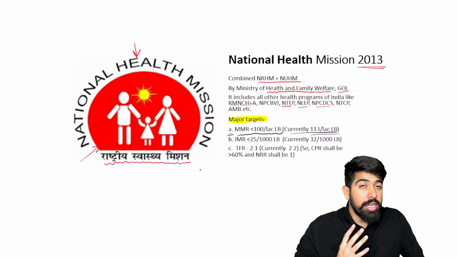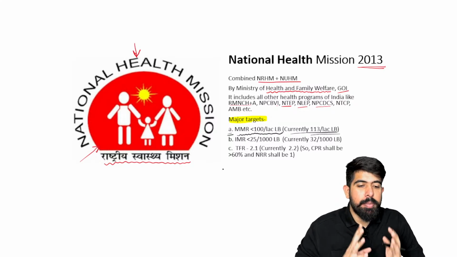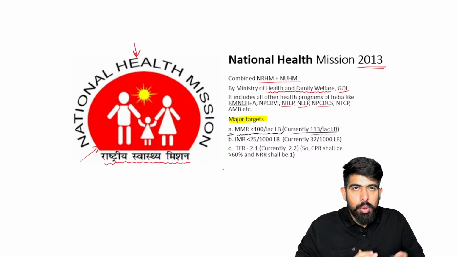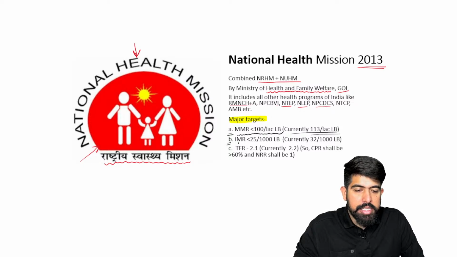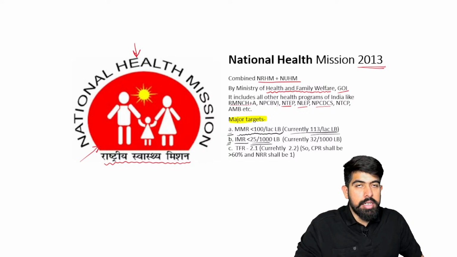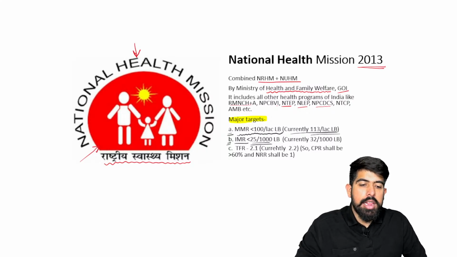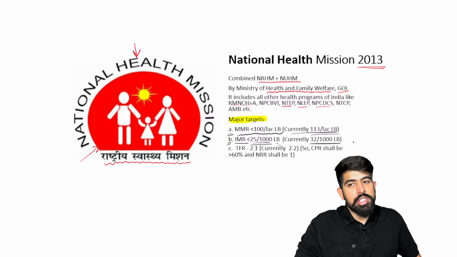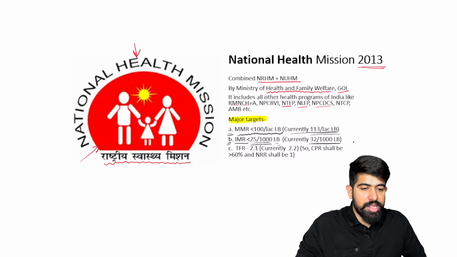This is the major target of the National Health Mission 2013: that we have to decrease it further, to less than 100. The second is the IMR. Infant mortality rate should be less than 25 per thousand live births, which is currently 32 per thousand live births.